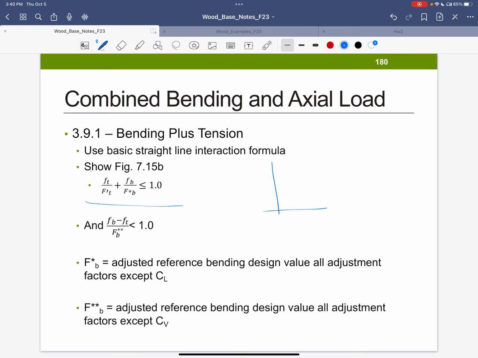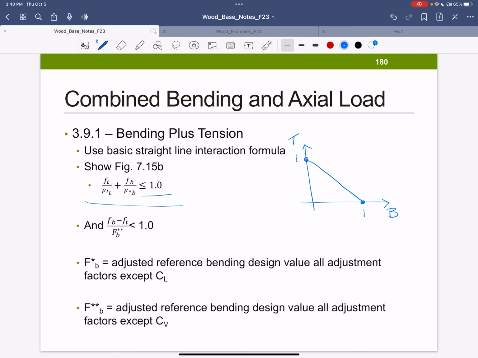If you can remember in concrete, there's an interaction formula for columns that looks something basically like this, where this is axial and moment. If you're in steel, you have another interaction formula. And if you haven't had either one of those classes, not a big deal. This is basically a straight line interaction diagram, so a basic interaction diagram where this would be, in this case, axial tension, and this would be, I'll just call it bending, but it's moment. And the sum has to be less than or equal to 1.